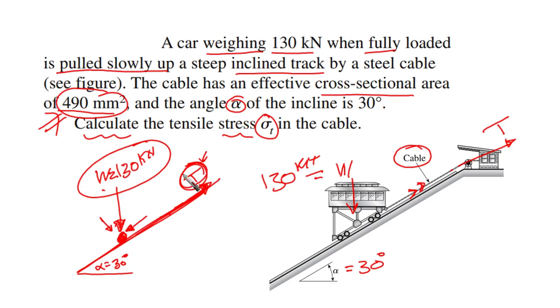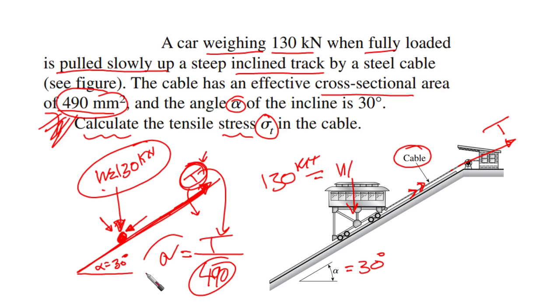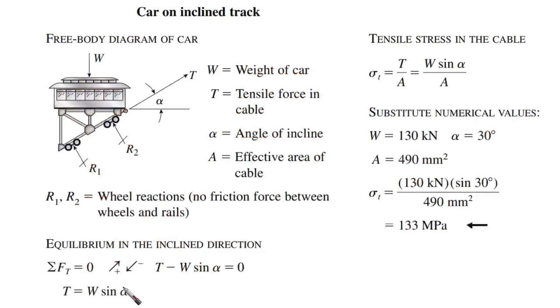And then from this we can obtain the force, and from this force we can get the stress in this cable, because we know already the area, which is 490 millimeters squared, and here we can put the force, and then we can obtain the stress. It is a straightforward example. Let's have this calculation for us. A car on an inclined track. This is the free body diagram of the car, as you can see. We have the weight of the car. It is in the vertical direction.